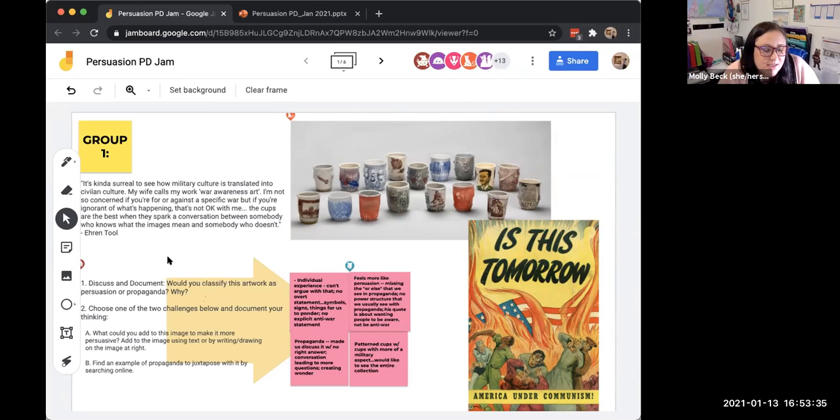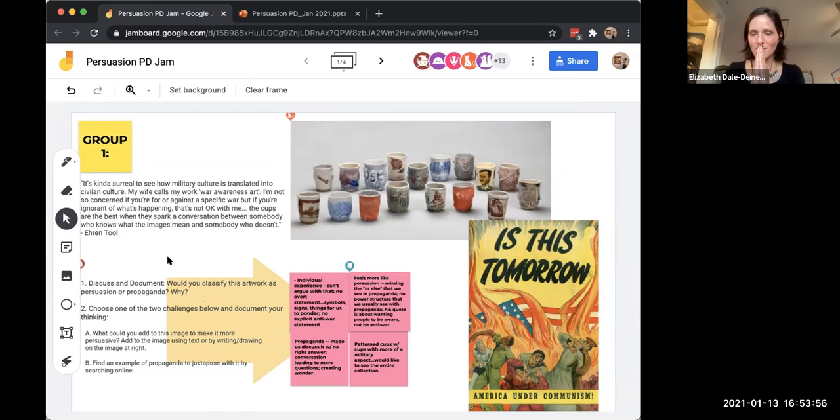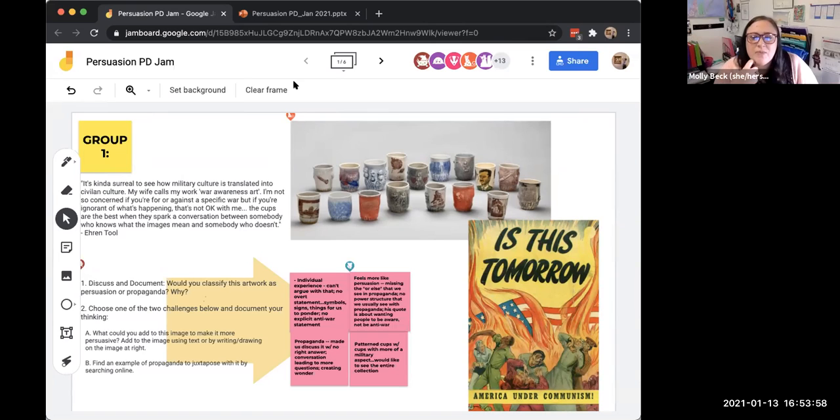I think one thing is that we felt like the cups were more persuasion because we felt like it invited a conversation. We had a lot of wonders about it. It led to really good discussion about what is and what isn't propaganda and persuasion, and what the cups were with his quote in the video. So we chose to juxtapose it with a piece of propaganda because we feel like propaganda doesn't invite that discussion and that wondering. It invites a, here is what you have to believe.